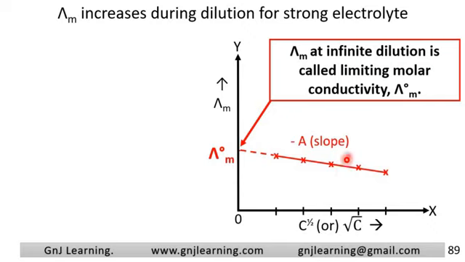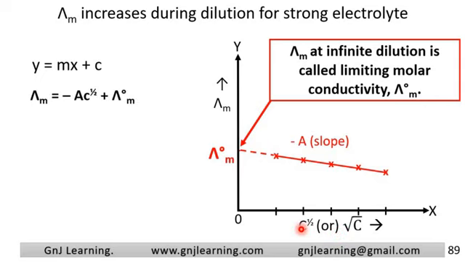If you have a straight line like this, then as we know, the straight line equation is y = mx + c. Y means the y-axis, m means slope, x means the x-axis, and c is the intercept. So let's see what is the value of y, that is lambda m; what is the value of m, that is minus A; what is the value of c, the intercept, that is lambda m0. What is x? X is root of c, or c raised to half.